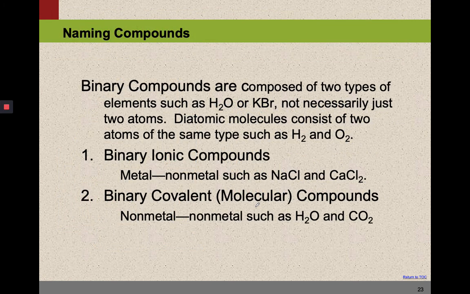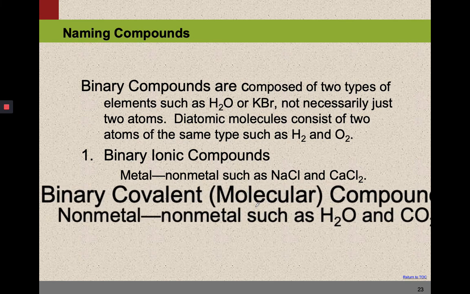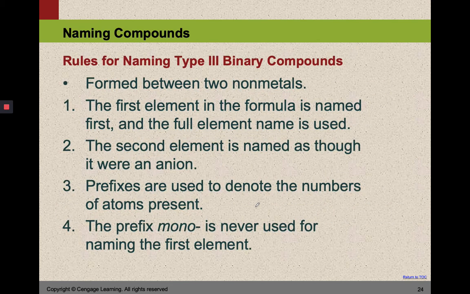Okay, so as a review, binary compounds are those composed of two types of elements, such as water and KBr, that's potassium bromide, but not necessarily just two atoms. So for this lecture, we will be focusing on binary covalent or molecular compounds, which are composed of both nonmetals, like H2O, CO2. So here are the rules for naming binary covalent compounds or type 3 binary compounds.